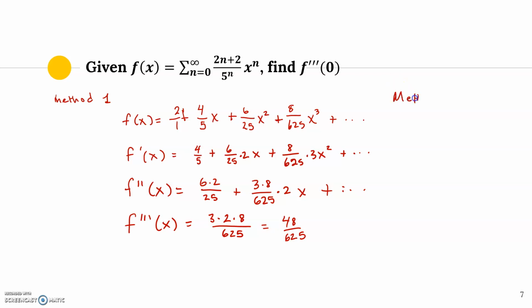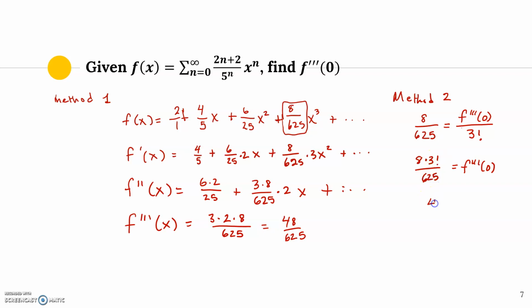Method 2 is because I know how to build a Taylor series, I know that the coefficient in front of x to the third has to be equal to the third derivative at 0 divided by 3 factorial. So if I solve this for the third derivative at 0, I get 8 times 3 factorial over 625, which is 48 over 625. So both of those two methods work to give us the third derivative.